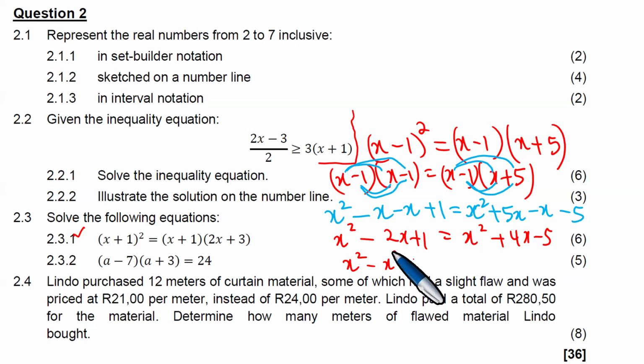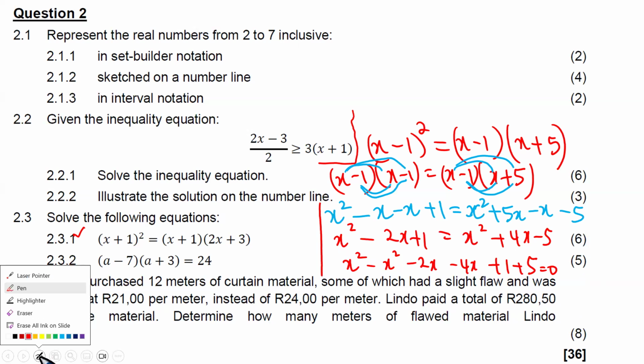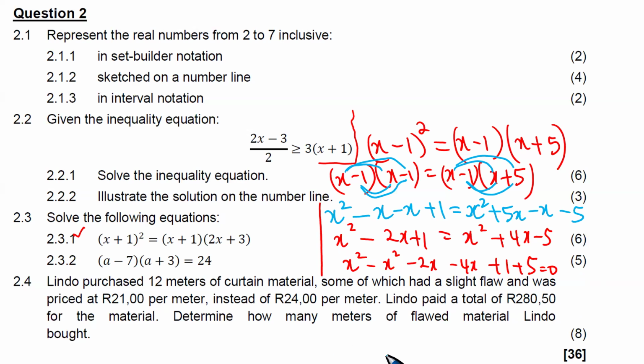You have x squared minus x squared minus 2x minus 4x plus 1 plus 5 equals 0. With this 4x, you've minus the negative x that is next to 5 minus x, right? Then you got your 4x, and then you have the minus 5.